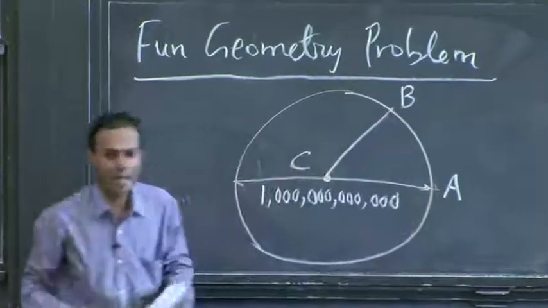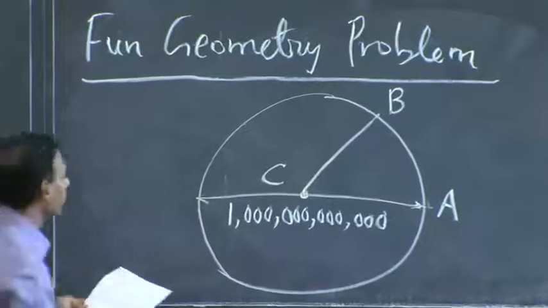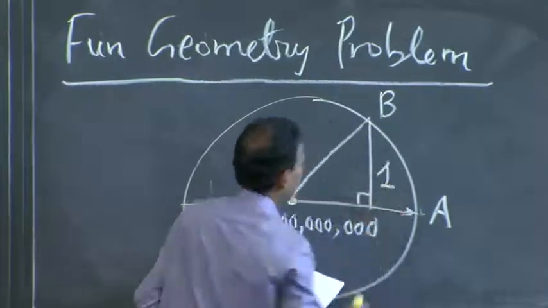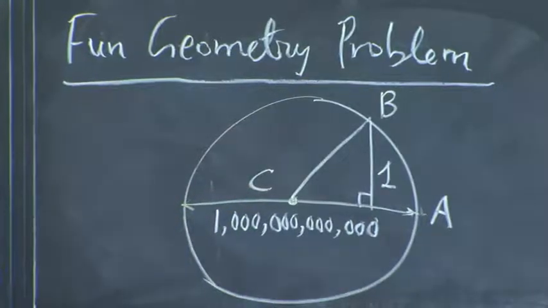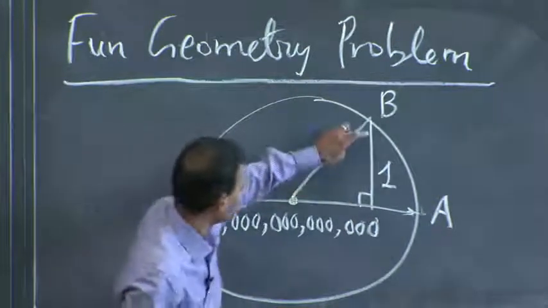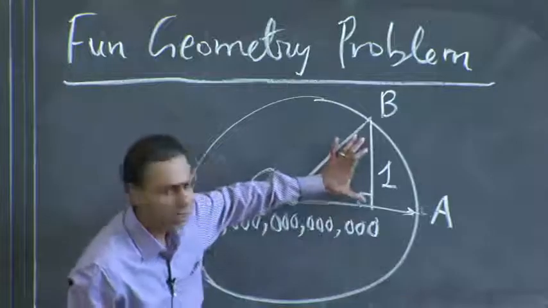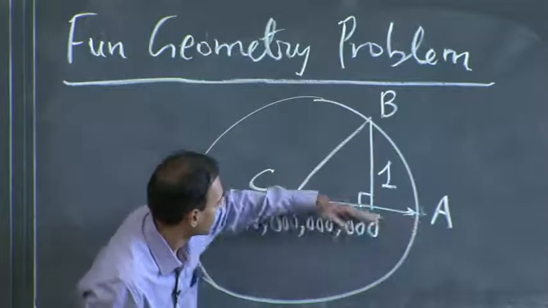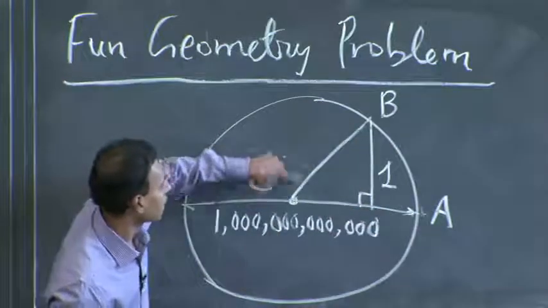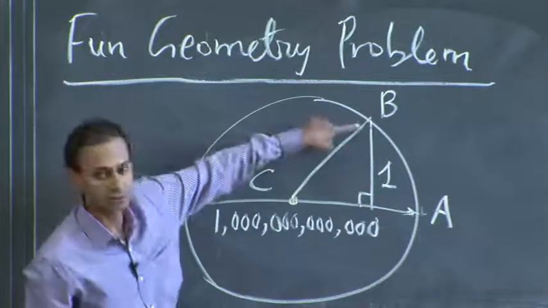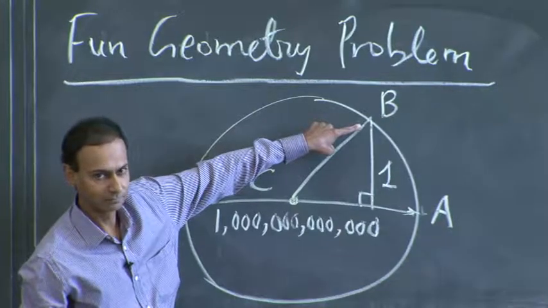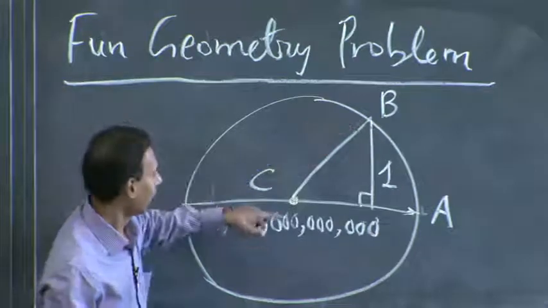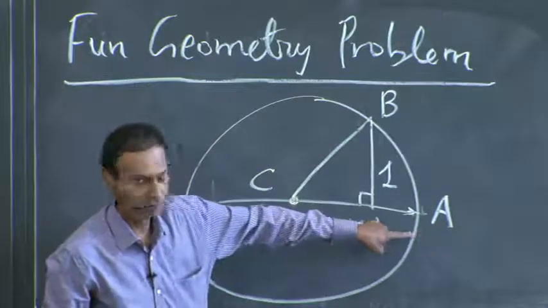And that's A. What I'm going to do is drop the perpendicular down, which is 1 unit high. So the way that this is structured is that this is 1 unit high. This obviously is, someone tell me what that is. CB. 500 billion. And obviously CA is 500 billion.